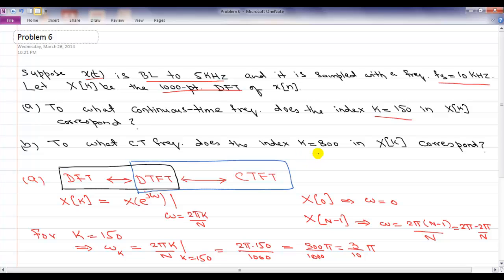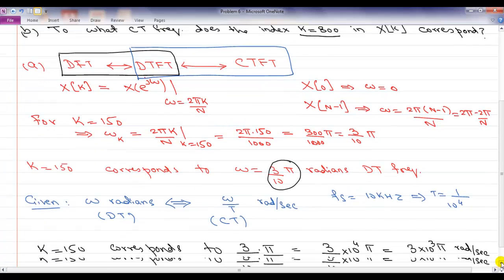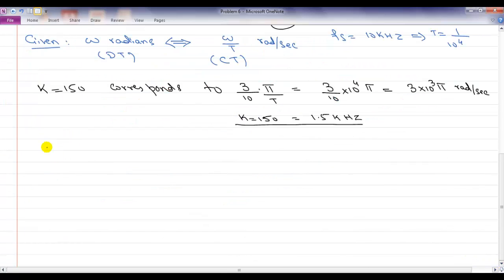So let's now go to part B of this question, which is a little tricky, but hopefully if we remember the discussion that we had in part A, we shouldn't be in any trouble. Now we are dealing with index k equal to 800. So we do the same process. We have part B. Again, we want to do DFT to DTFT and DTFT to continuous time Fourier transform.